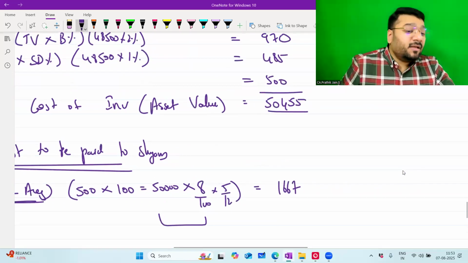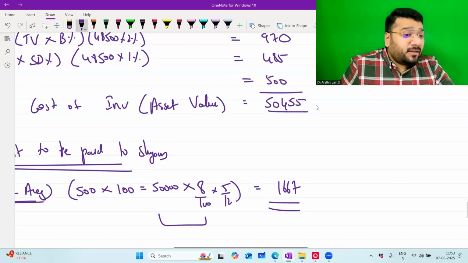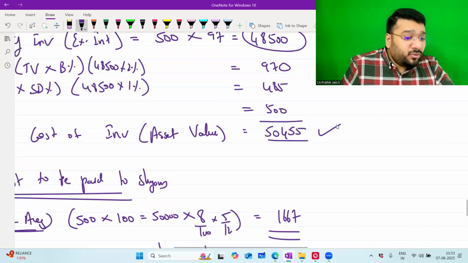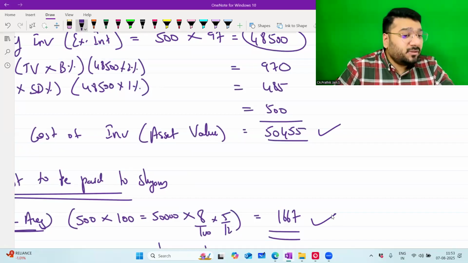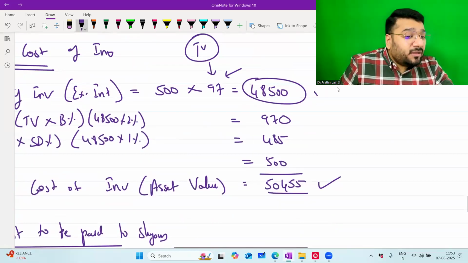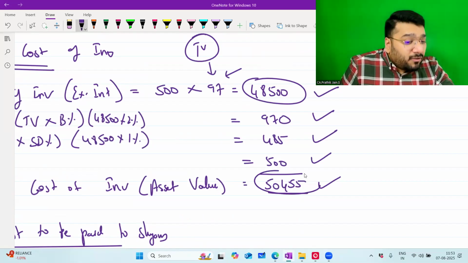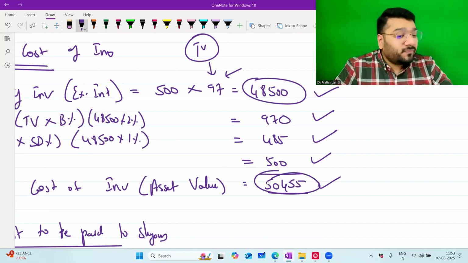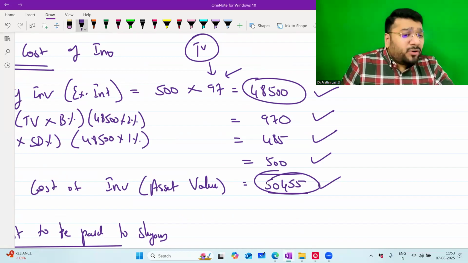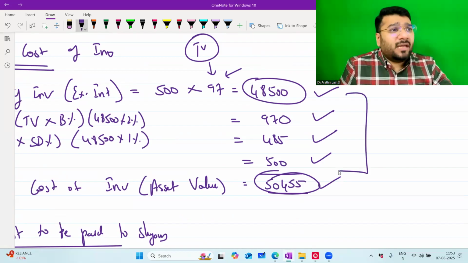Which means, sir, are you trying to tell me that I have to pay this much value and this much value in total? Yes. So out of this 5,455, to Sham you'll pay 48,500. To broker you'll pay 970. To government you'll pay 485. To other person, lawyer, you'll pay 500. So in total, for investment, how much is the outflow? 50,455. Am I going to segregate this entire amount in my balance sheet, in my journal entry?